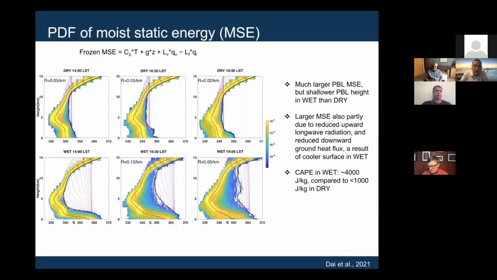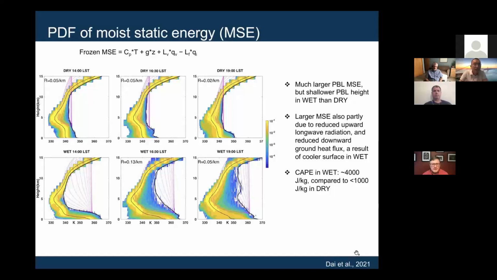This is mainly because of the much shallower PBL height in wet, due to the lack of turbulence. The larger MSE in wet is also partly due to the reduced upward longwave radiation and reduced downward ground heat flux by this cooler surface in the wet experiment. As a result, the CAPE in wet is much larger than dry.